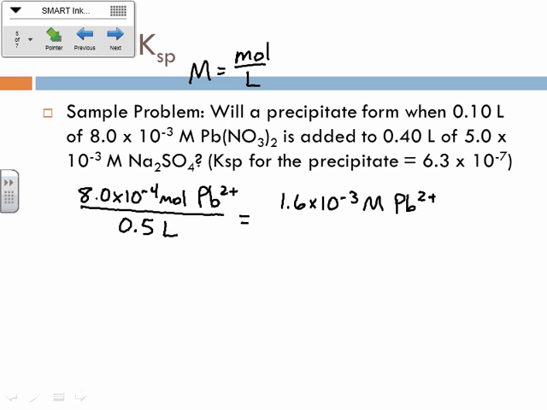So then we've got 5 times 10 to the negative third molar Na2SO4. And again, we decided that the SO4 is the part that we're worried about here. So this one, you take the 0.4 times 5 times 10 to the negative third. You're going to get 2 times 10 to the negative third. Is that right? Yeah, I guess that's right.